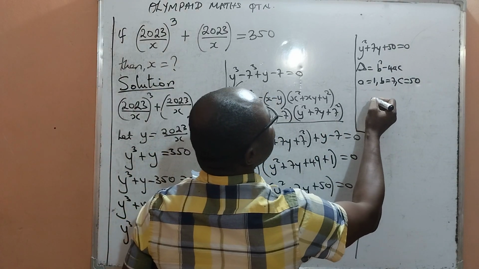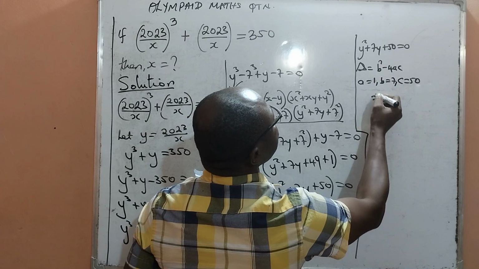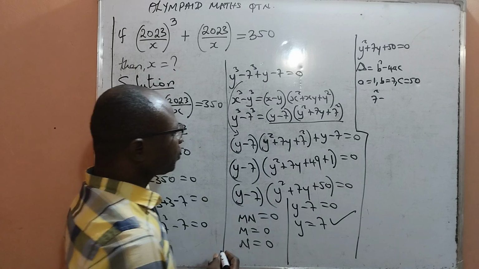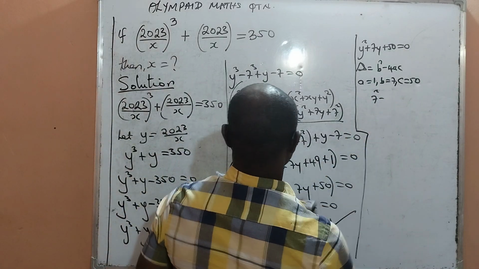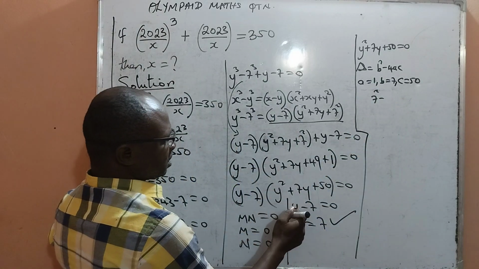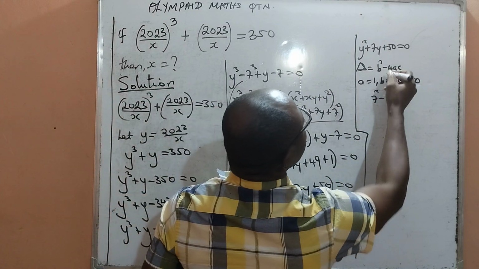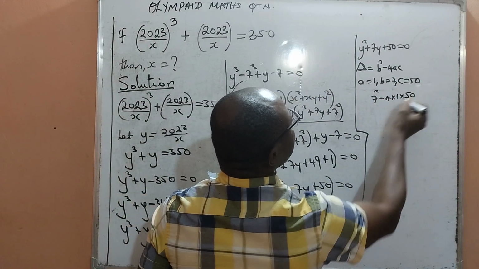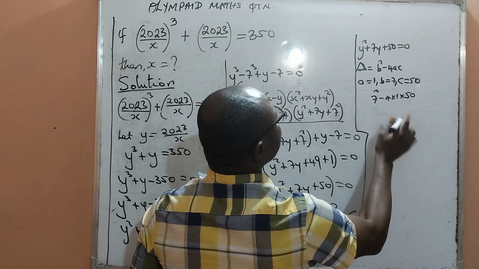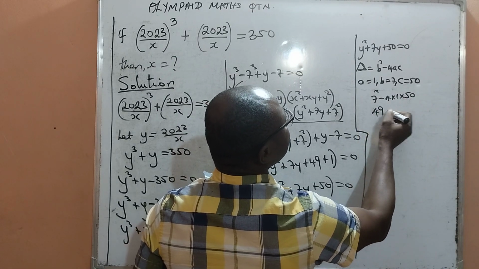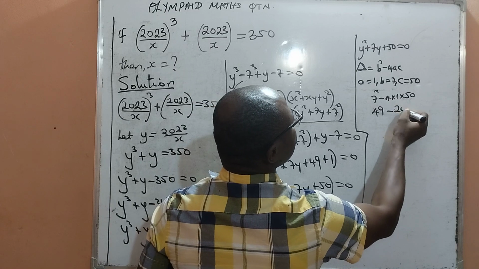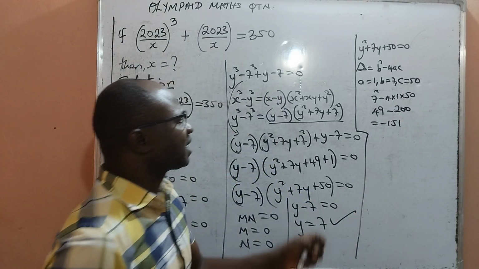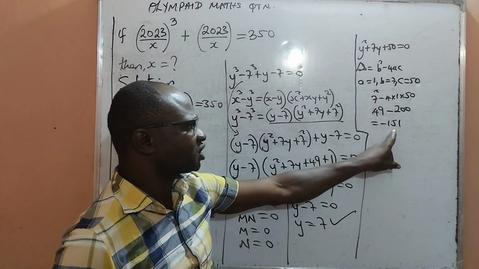Meaning from here, I have 7 squared, minus 4 multiplied by a multiplied by c, and this is going to be 49 minus 200, which is equal to minus 151. You can now see that the discriminant is negative.